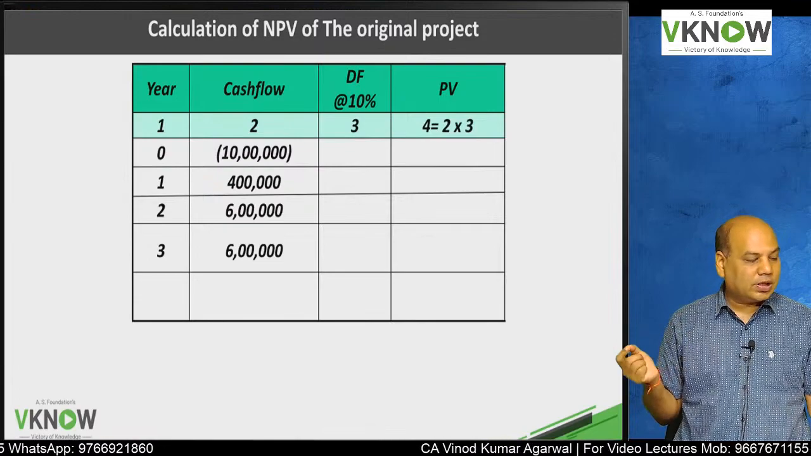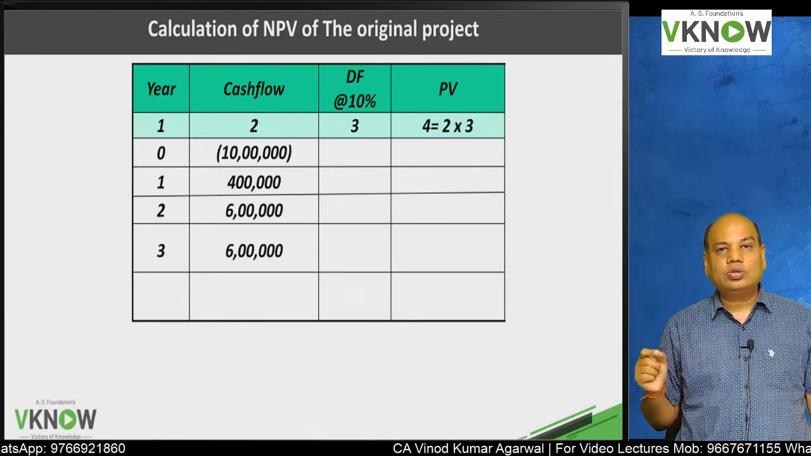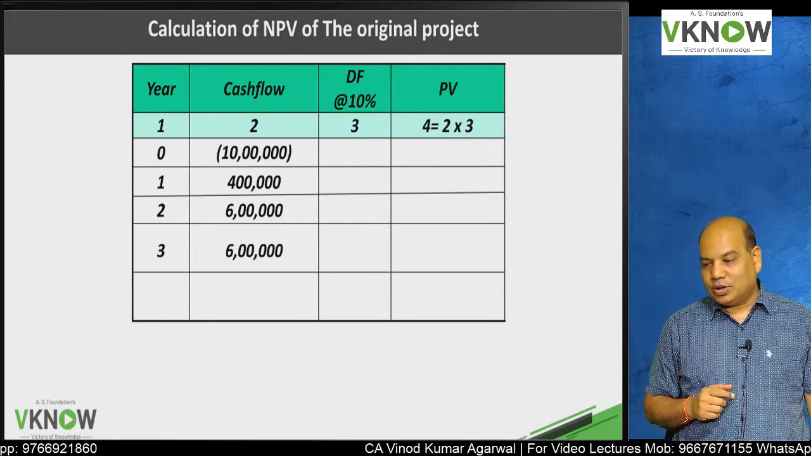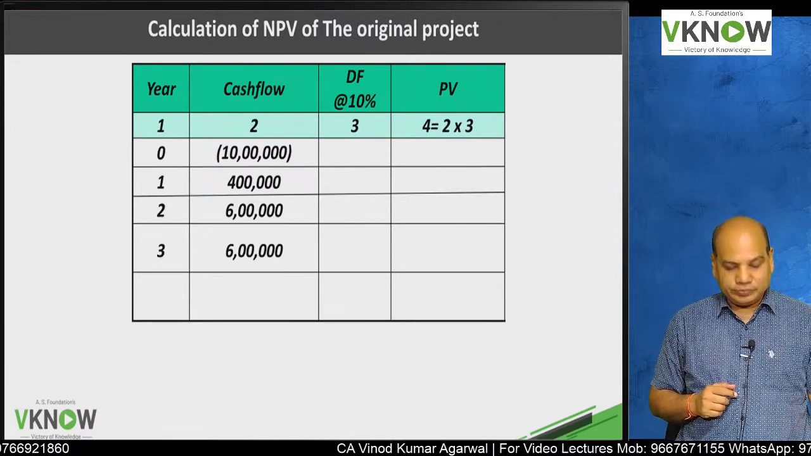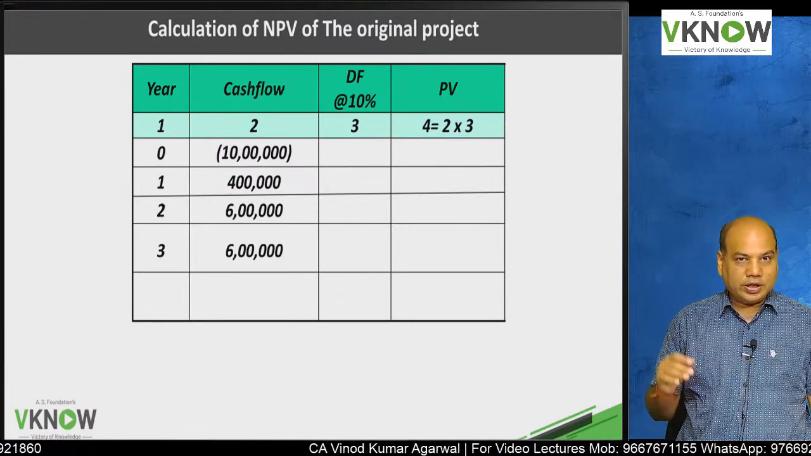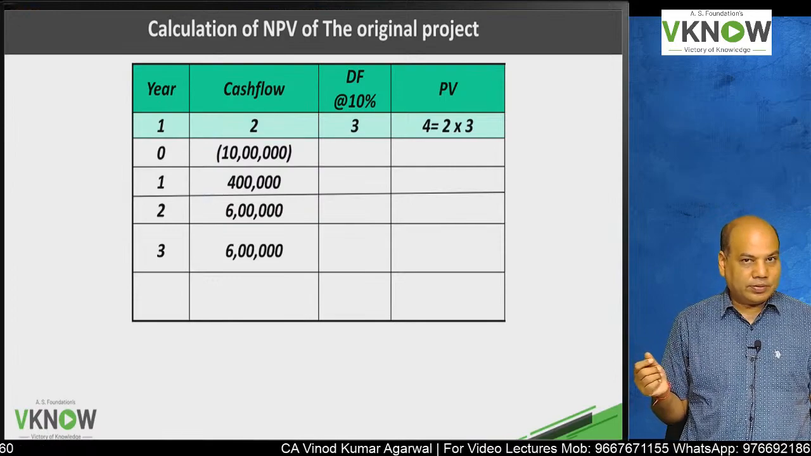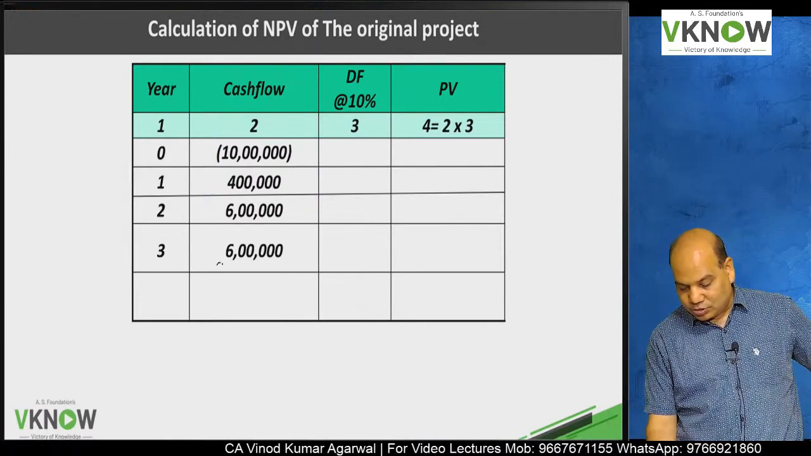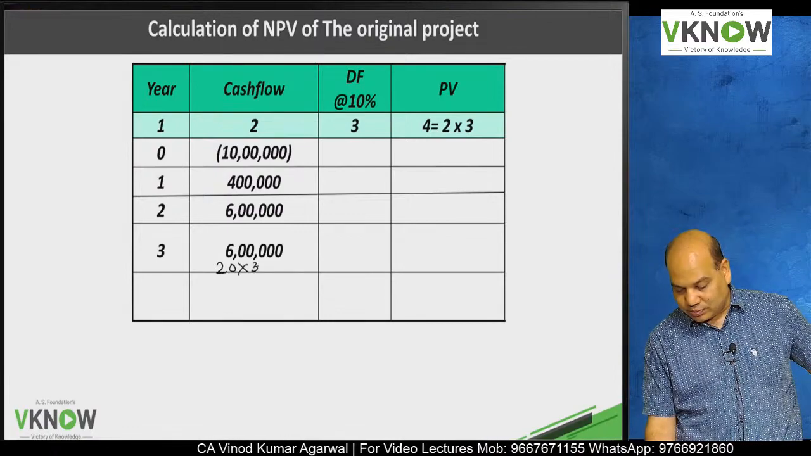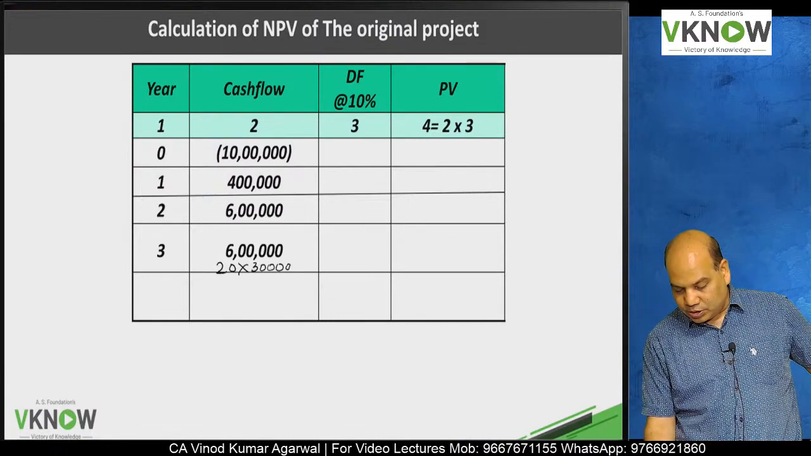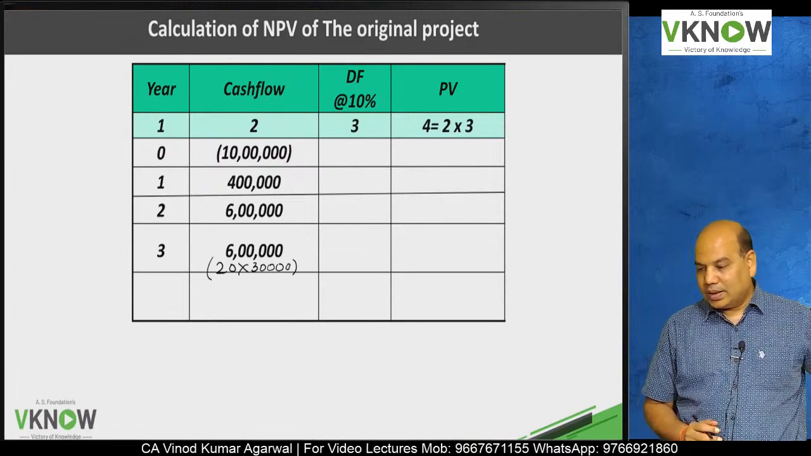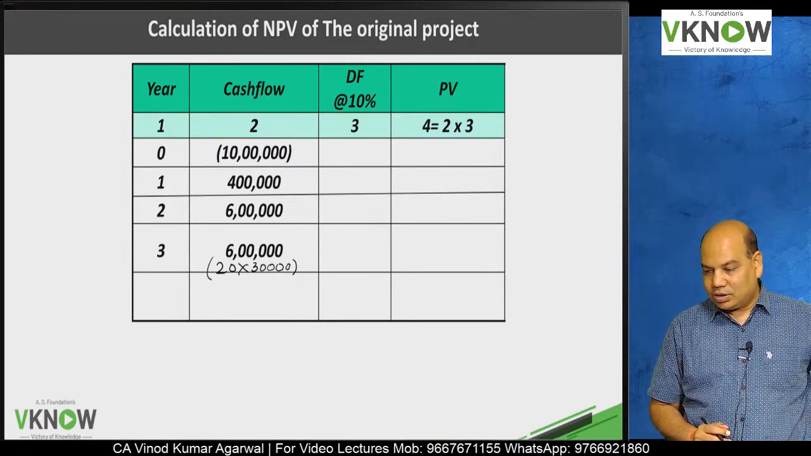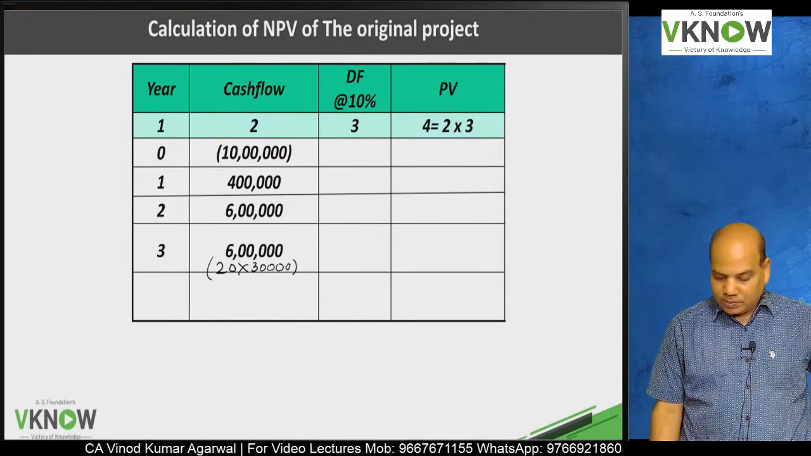20 into 30,000. Below that, again, 20 into 30,000, 6 lakh. Later on, you will ask me how 6 lakh has come. 20 rupees is the contribution and 30,000 is the quantity. Now apply the factor.